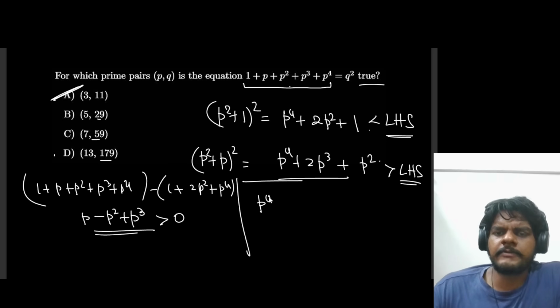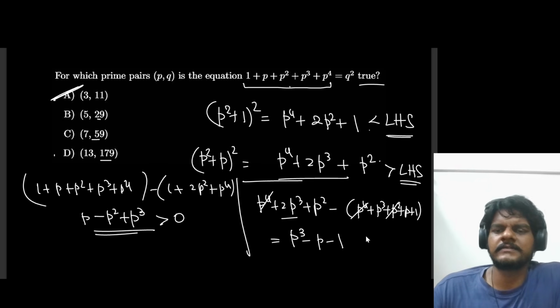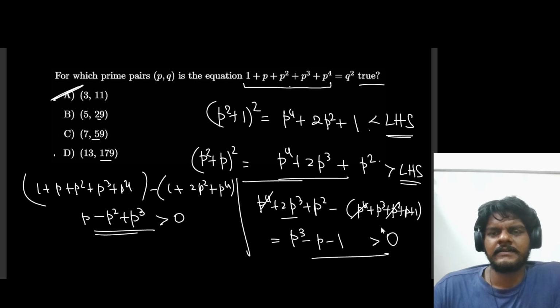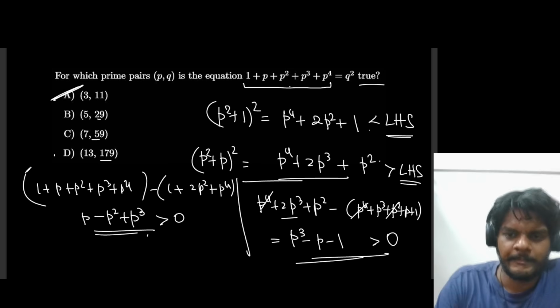So p⁴ + 2p³ + p² − (p⁴ + p³ + p² + p + 1). So p⁴ gets cancelled, 2p³ remains, so p³, p² is cancelled, −p − 1. This is also definitely positive. So both are correct. You don't have any issues as of now.